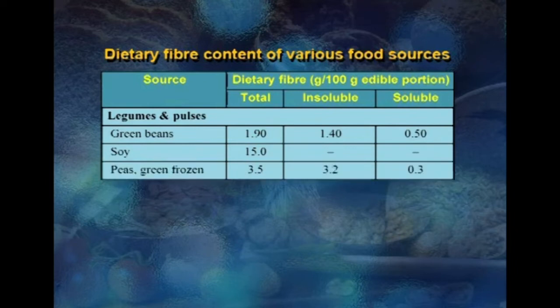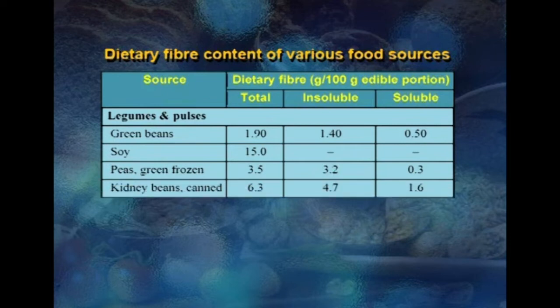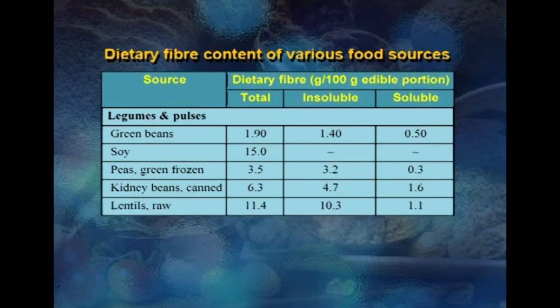Peas such as green peas or frozen peas have got 3.5 grams of fiber, of which 3.2 is insoluble and 0.3 is soluble fiber. Kidney beans or canned kidney beans have got 6.3 grams of fiber, of which 4.7 is insoluble and 1.6 is soluble fiber. The lentils like raw lentils etc.